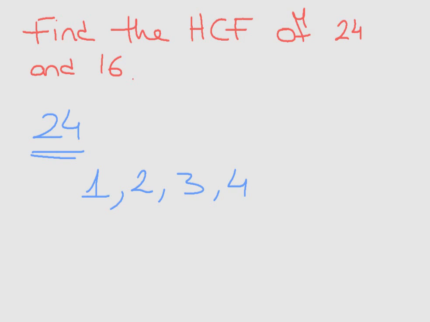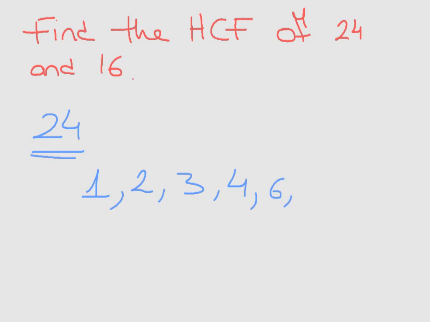Carrying on, the next number is 5. If we divide 24 by 5, we will not get a whole number. Consequently, 5 is not a factor of 24, and so we move on to the next. The next number is 6. If we divide 24 by 6, we'll get 4. So 6 is definitely a factor of 24.